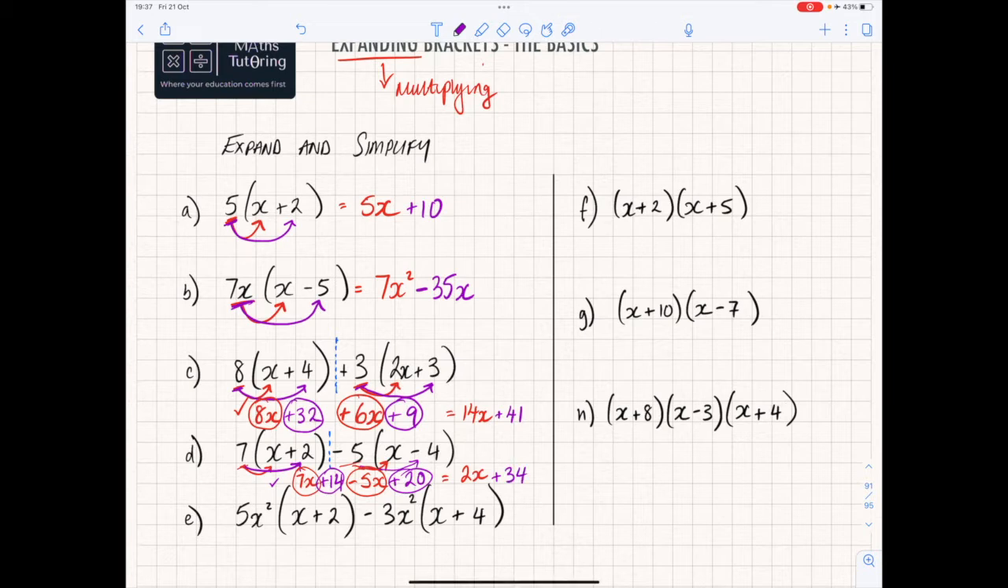Okay, so just being careful there, that is a minus 5x, so it's 7x minus 5x to get you 2x, and then 14 plus 20 because the two negatives make the positive.